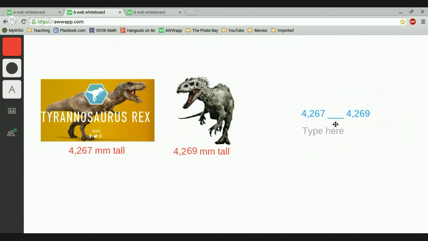So I'm going to do the top to bottom method again. I'm going to just take the Indominus's height and put it right under the Tyrannosaurus's height, so 4,269. Make sure they're nice and lined up. Beautiful. And now I'm going to start comparing the place values. Let's use green this time. So I am looking at the thousands place. They're both the same. So now I'm looking at the hundreds place. They're both the same. Now I'm looking at the tens place. They're both the same. And now I'm looking at the ones place, and I see the Indominus Rex has a 9 there, where the Tyrannosaurus has a 7.